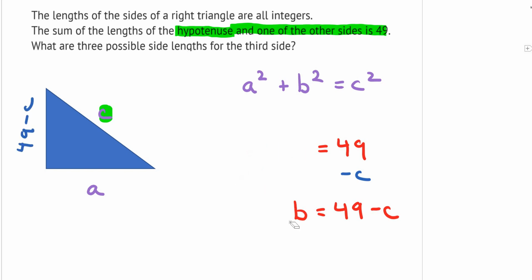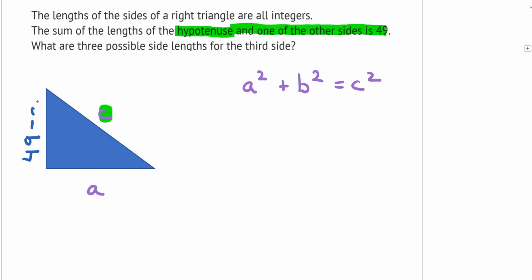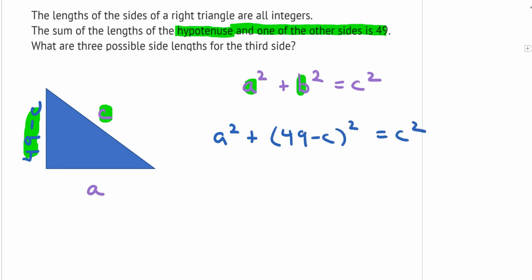Sorry, that didn't really come out great, so let me see if I can rewrite that. So this is 49 minus c. Okay, so if I apply the Pythagorean theorem now, I have my a squared, and my b has turned into 49 minus c, right? So I can write this as bracket 49 minus c, all to the power 2, equals c squared.